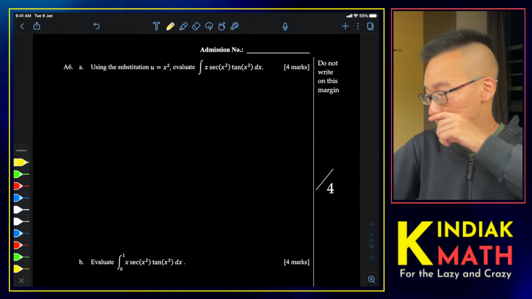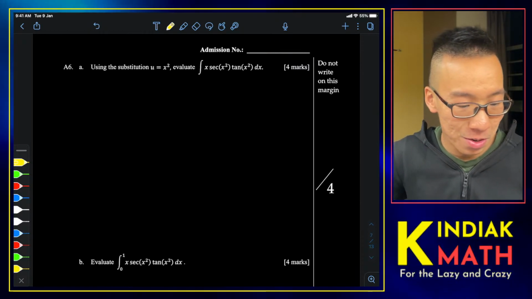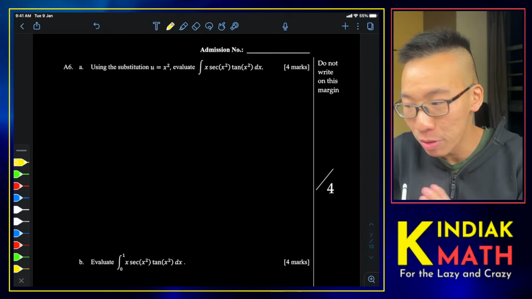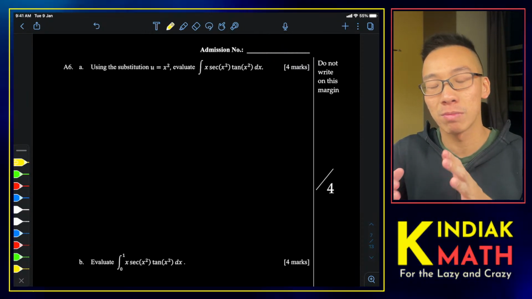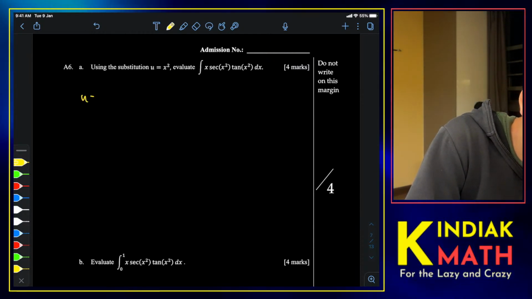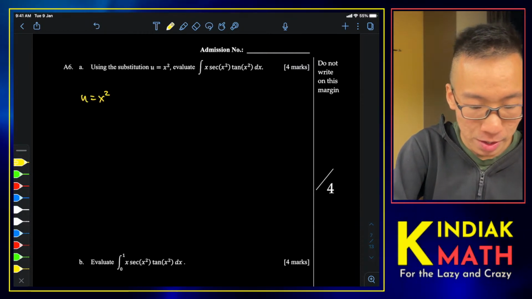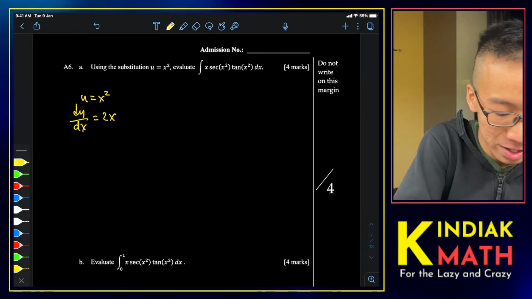Now with the U substitution, we can make the substitution. So we want to use a U substitution to solve the problem. You could have been able to solve it without it, but why not? They gave us this particular expression, which tells us that we need to differentiate to get 2x.